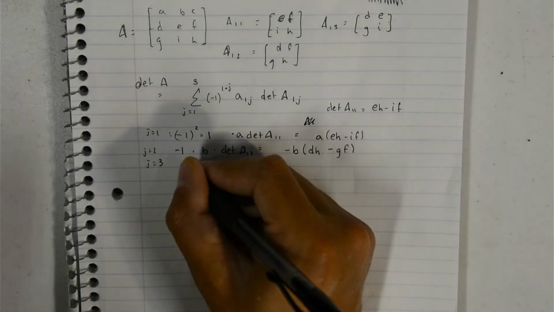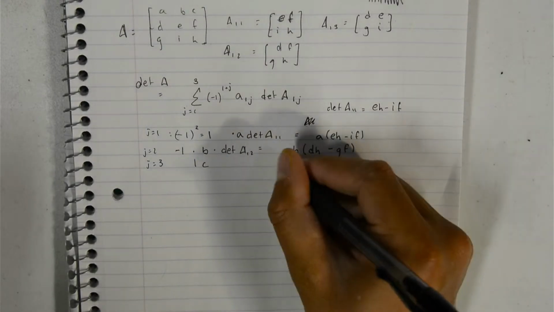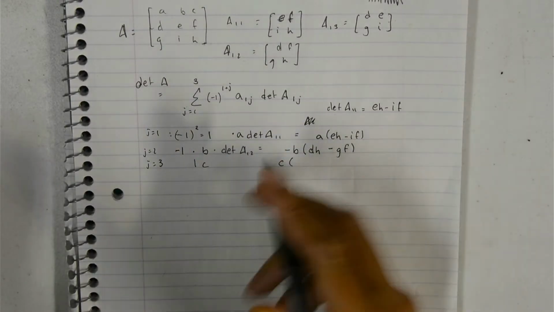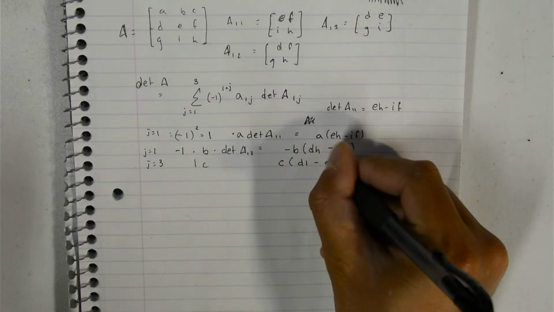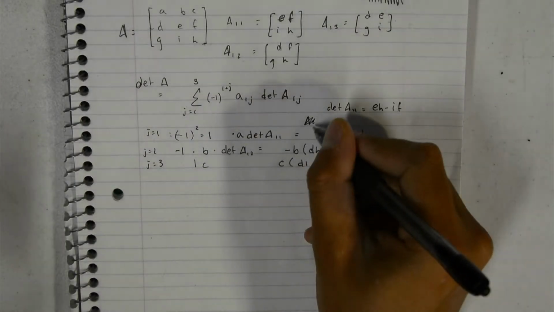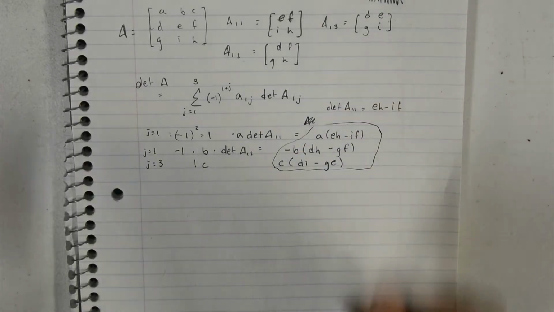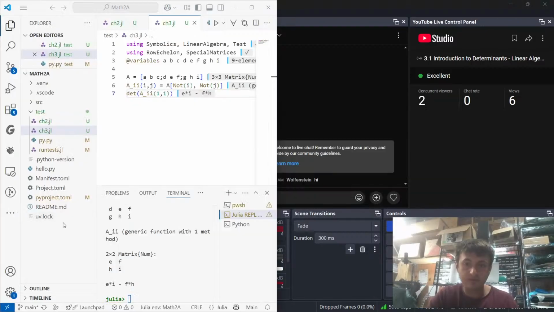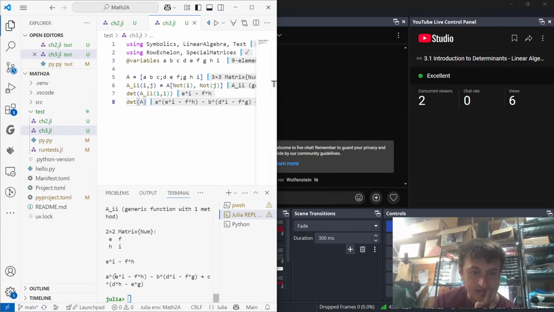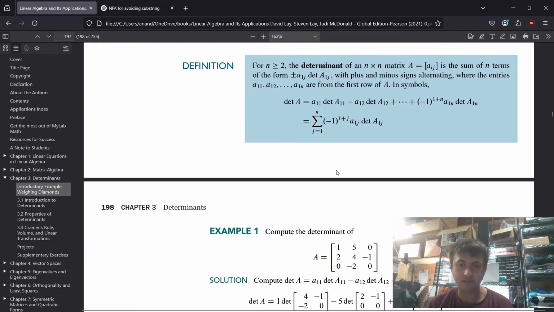It's fine. So then we get 1C. So C times det of this is DI. Okay, so this whole thing is the answer. And we can double check if that's true by computing det A, which should give us a symbolic expression: A times E minus B times this plus C times this. Okay, cool. So that's the correct determinant. All right, we can go back now.